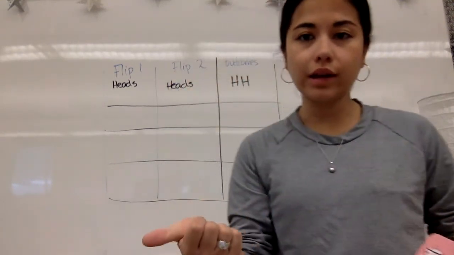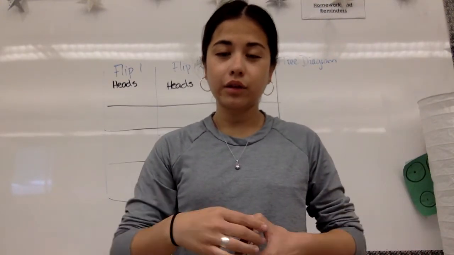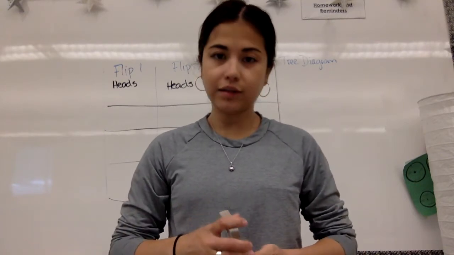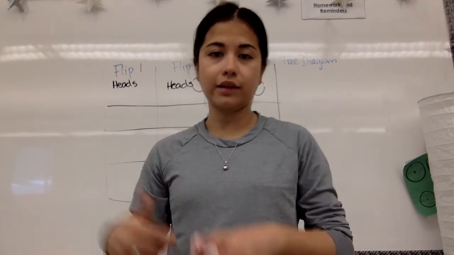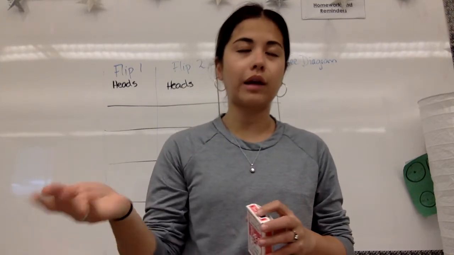If I flip a coin and I get heads, and I flip it again and I get tails, those are independent. Just because I got heads on the first try doesn't mean it's going to influence what my second flip is going to get. I could get heads and then heads again. I could get heads and then tails. It's a 50-50 chance. The second flip has no influence on the first flip.